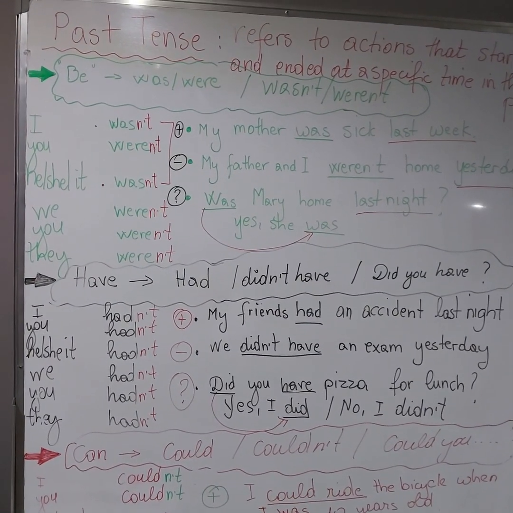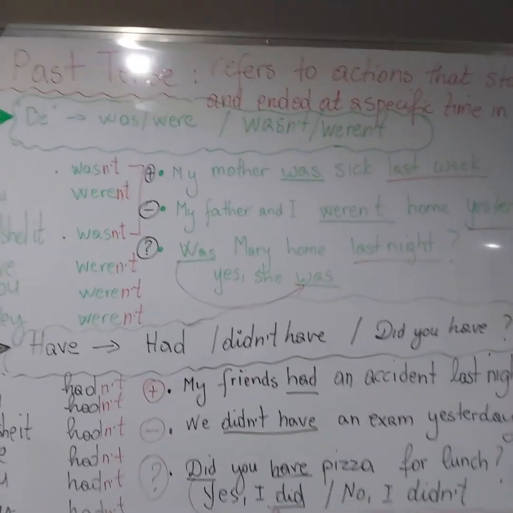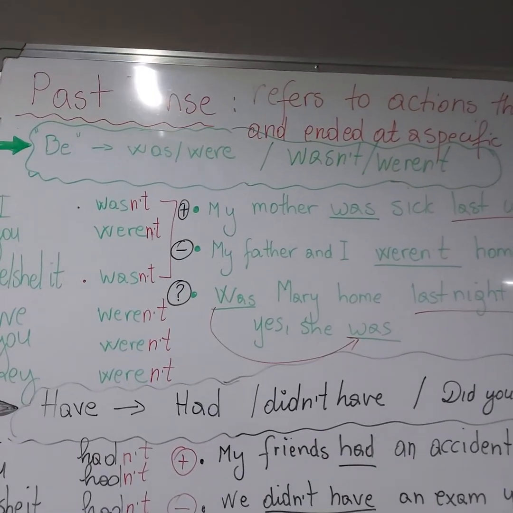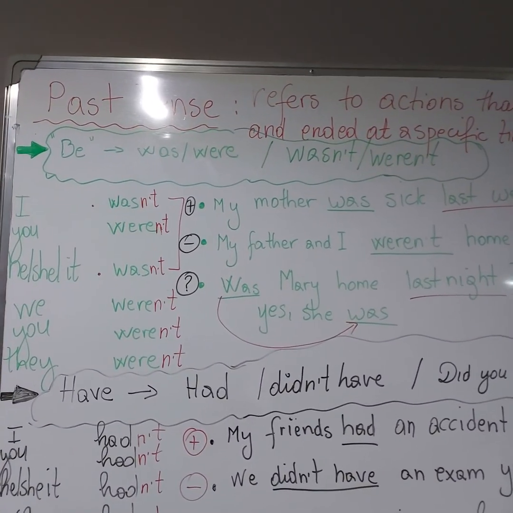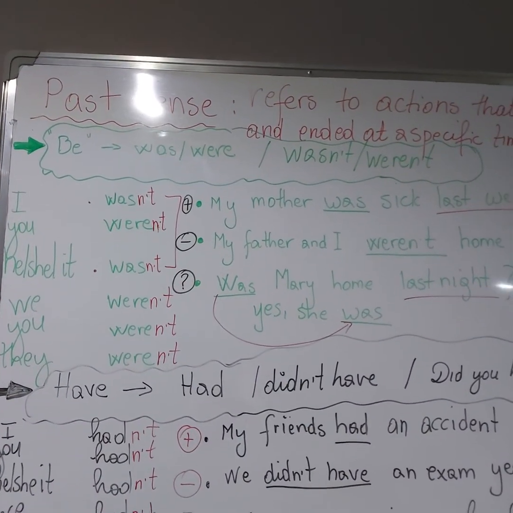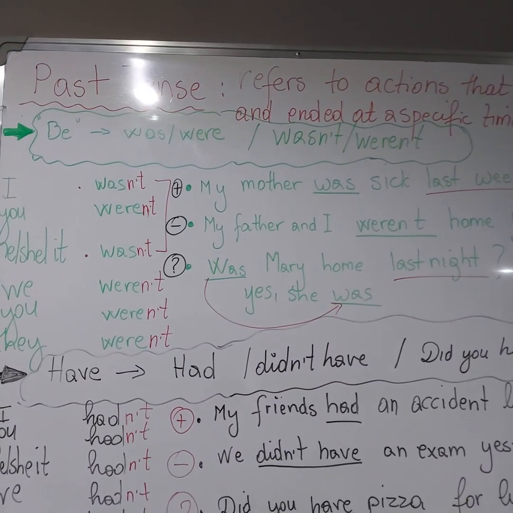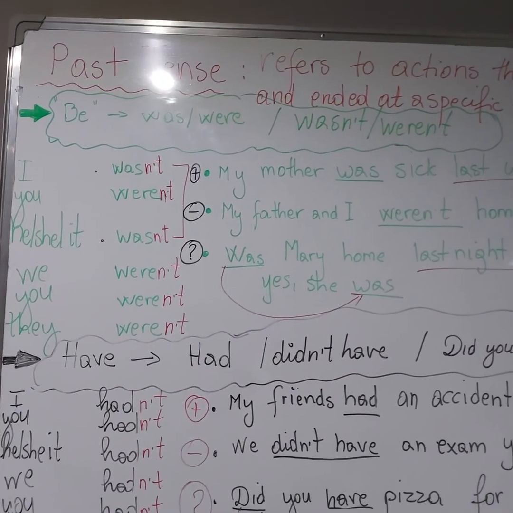How do you form their past form and their negative and question? Let's see the examples given. Let's take them one by one. First, the verb be is an auxiliary verb. The past form of be is was and were. The negative form wasn't, weren't. You make questions using was or were depending on the subject.